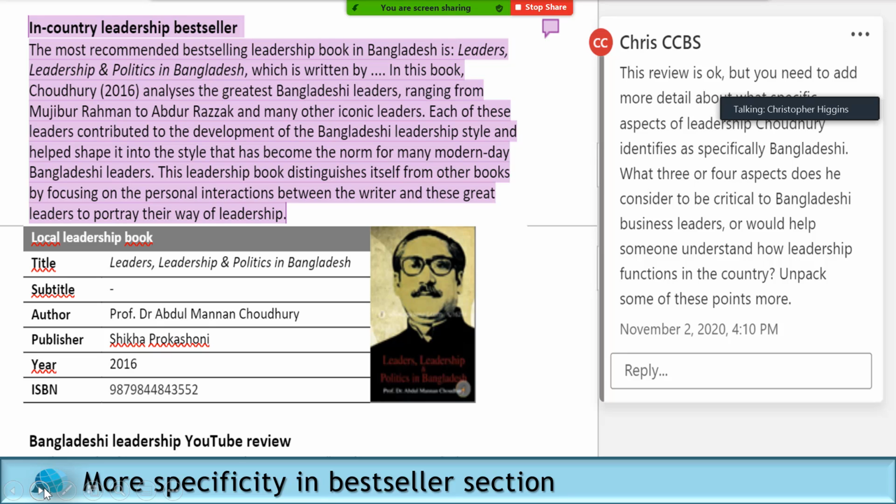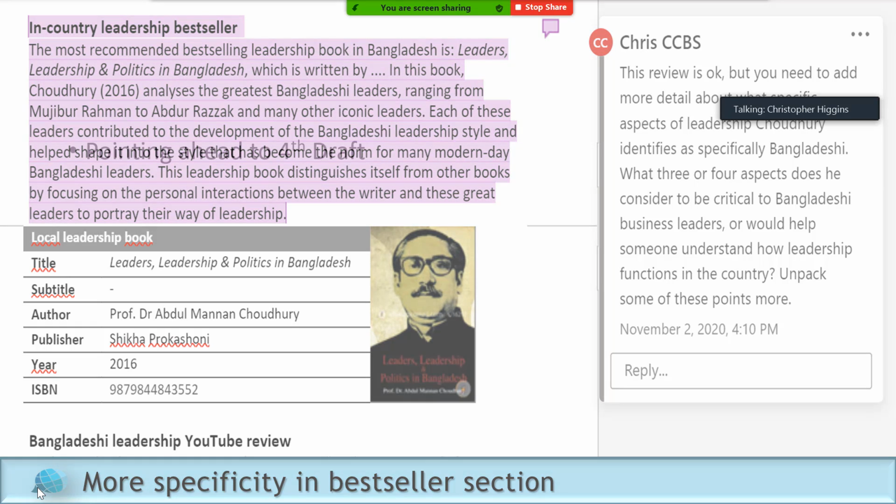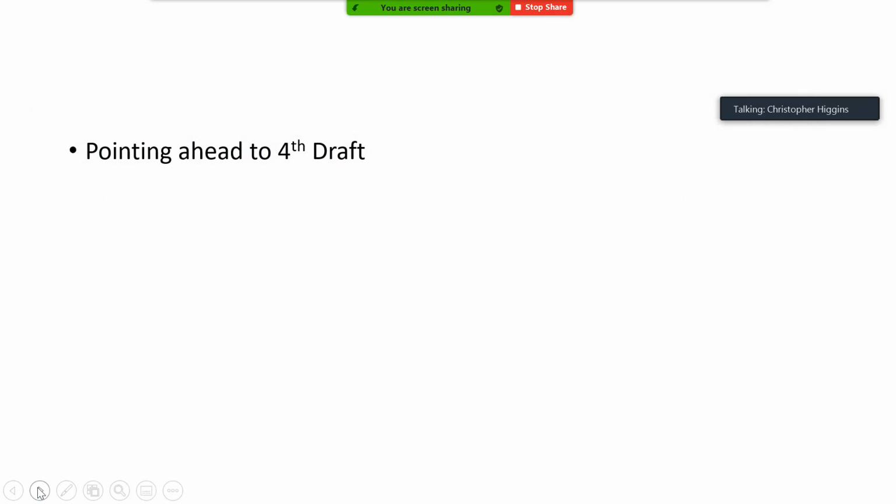You can say this corresponds to what this local bestseller said, for example. Again, I'm not sure this is from Bangladesh this time. Exactly the same message, a little bit more detail. What 3 or 4 aspects are critical for Bangladeshi business leaders or would help someone understand how leadership functions in the country? That's what all of this is about, remember. Getting different voices to say different things.